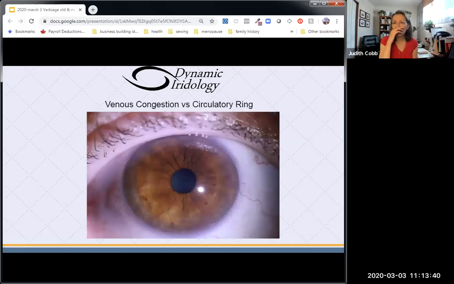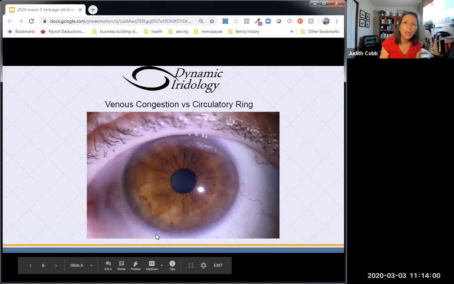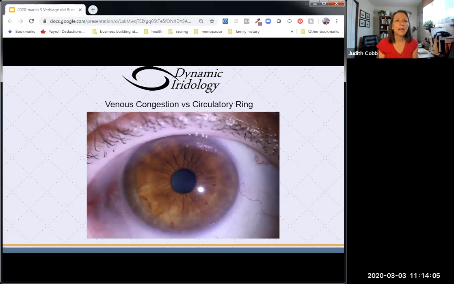Here we have venous congestion versus a circulatory ring. Now, I'm hoping that this shows up really well for you on Instagram. When we look at this, can you see that there's a little bit of a purplish, sometimes it's bluish, on some eyes, haze hanging off the edge of the iris here, and a whole lot more down here. This is what used to be called venous congestion. We now call it a circulatory ring because it doesn't always suggest that the circulation is totally sluggish.